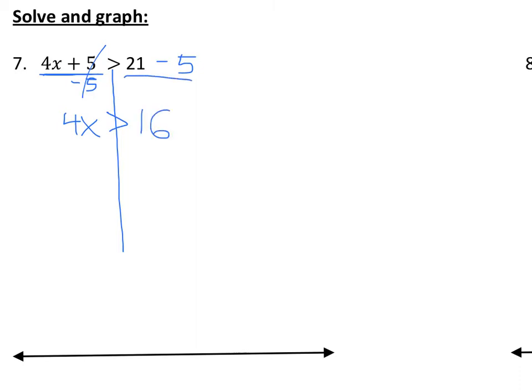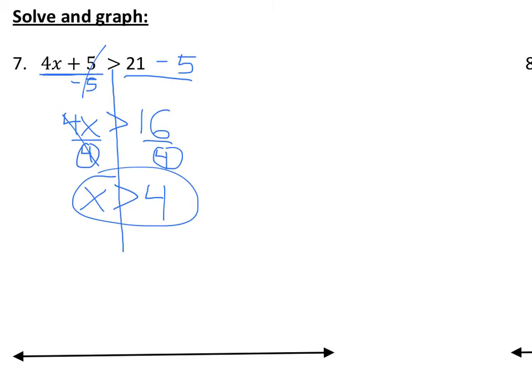And then the second step, right, since it's 4 times x, I do the opposite. I divide everything by 4. Then I have x by itself. 16 divided by 4 is 4. Then I ask myself, do I have to switch the inequality symbol? And I don't, because I divided by positive 4, not negative 4. So I keep that as greater than. So that's my solution. X is greater than 4.